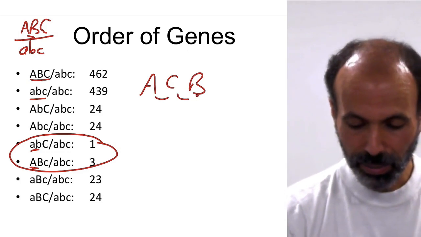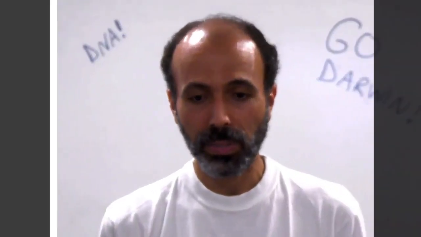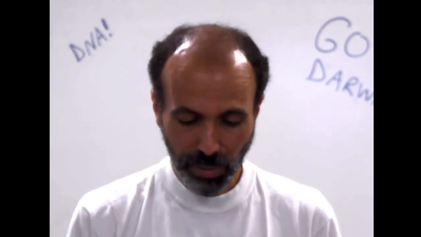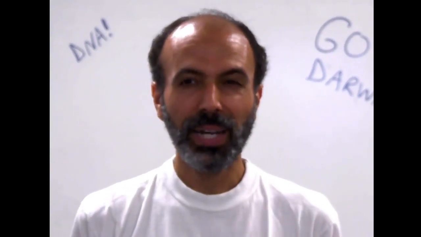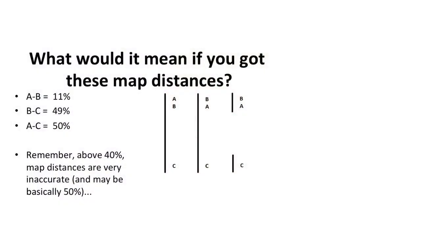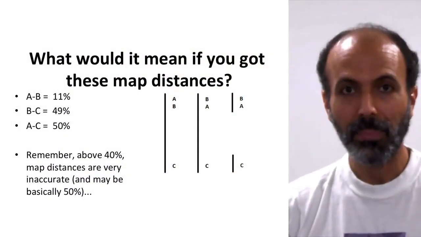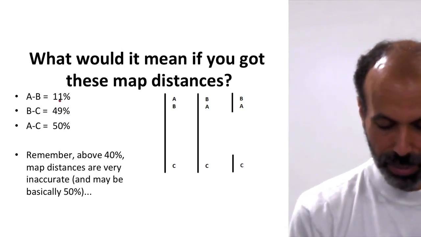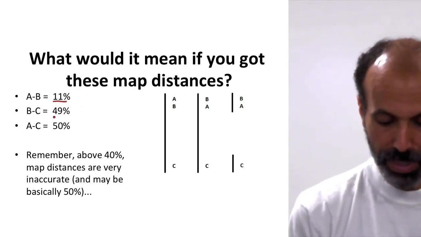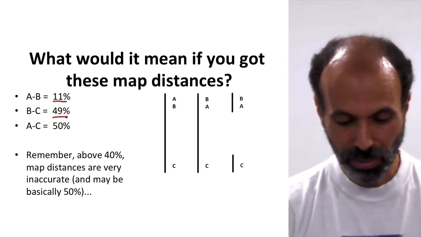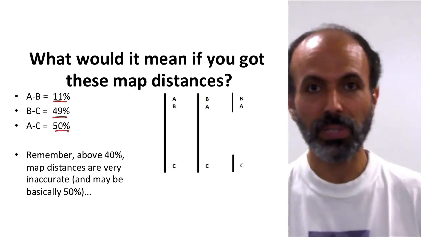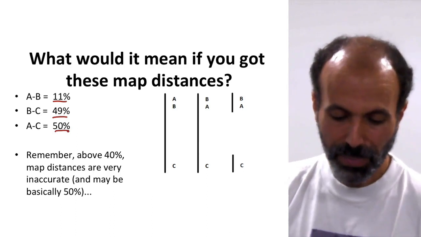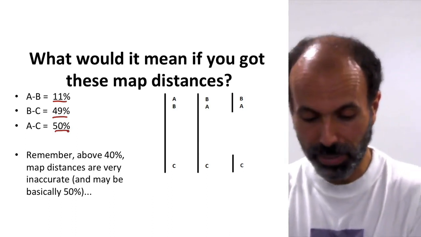And then we can calculate the distance between these two genes, or between these pairs of genes. So why don't you go ahead and give that a shot. See if you can calculate the distance between them, and you can look online to see if you got the right answer. What would it mean if you got map distances like this? Let's say between A and B, you got 11% recombination. Between B and C, you got 49% recombination. Between A and C, you got 50% recombination. What would that mean?